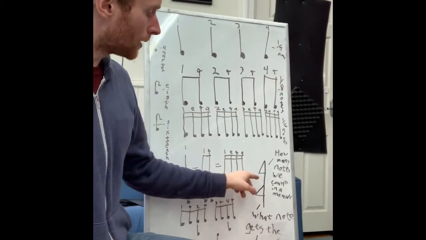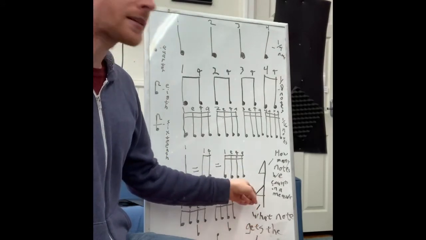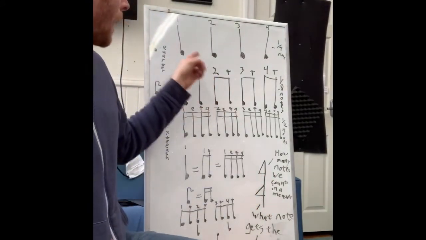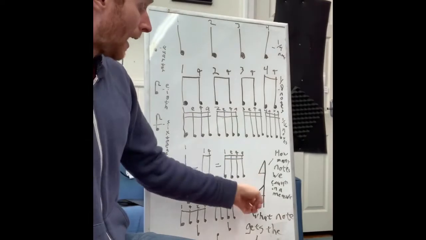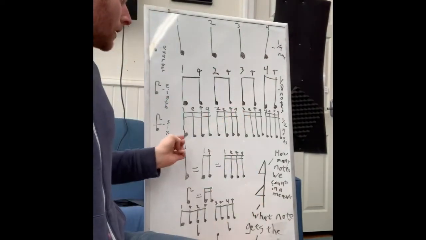What this means is it's 2 numbers. The bottom number is what note gets the beat. It's basically what note we are counting. So if it's a 4, we're going to be counting quarter notes. If it's an 8 at the bottom, we're going to be counting eighth notes. If it's a 16, we're going to be counting 16th notes.